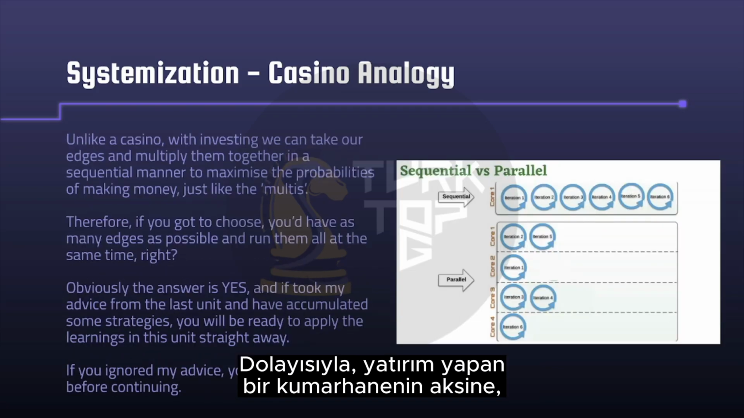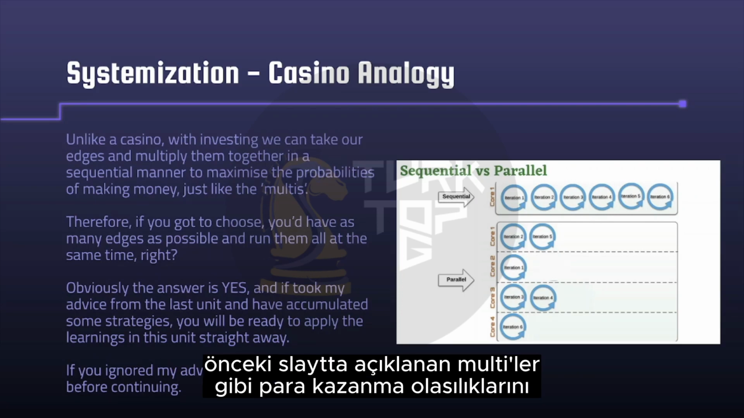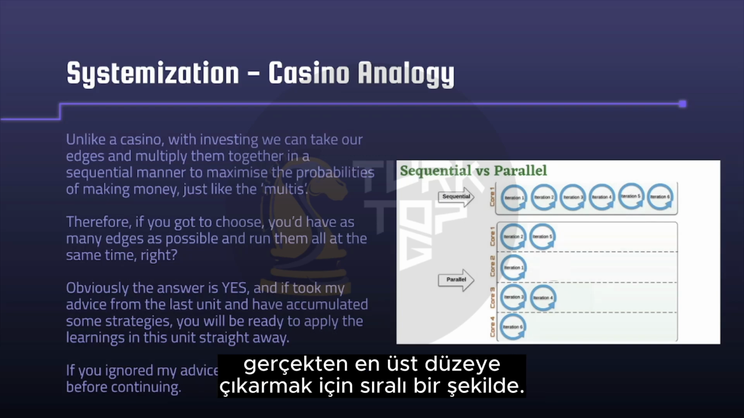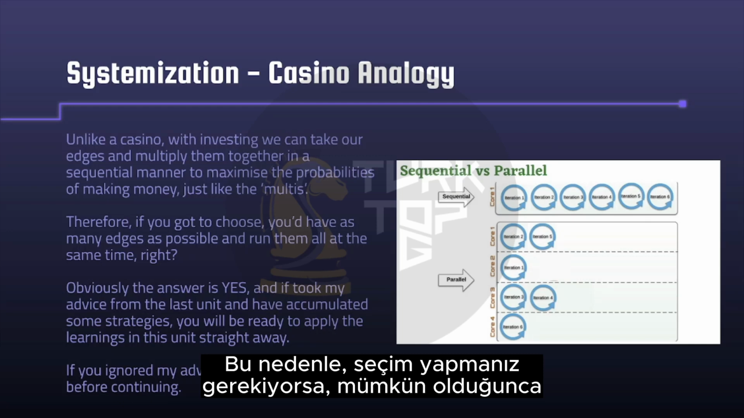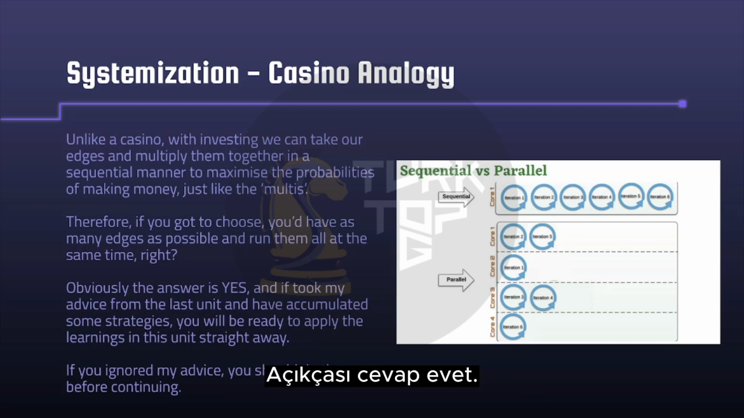So, unlike a casino, with investing, we can take our edges and multiply them together in a sequential manner to actually maximize the probabilities of making money, just like the multis explained in the previous slide. Therefore, if you got to choose, you would have as many edges as possible and run them all at the same time, right? Well, obviously the answer is yes.